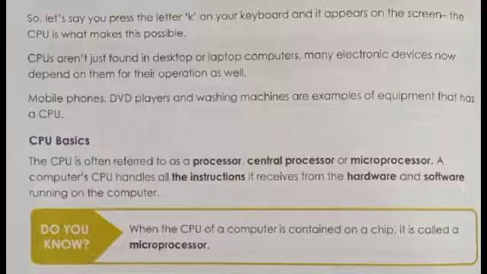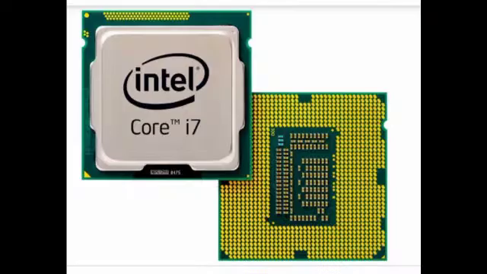CPU basics. The CPU is often referred to as a processor, central processor, or microprocessor. A computer CPU handles all the instructions it receives from the hardware and software running on the computer. Do you know what it is called when the CPU of a computer is contained on a single chip? It is called a microprocessor.